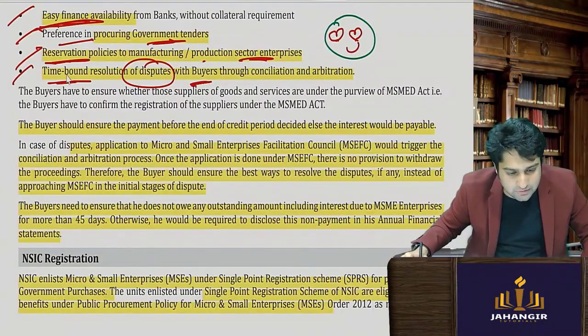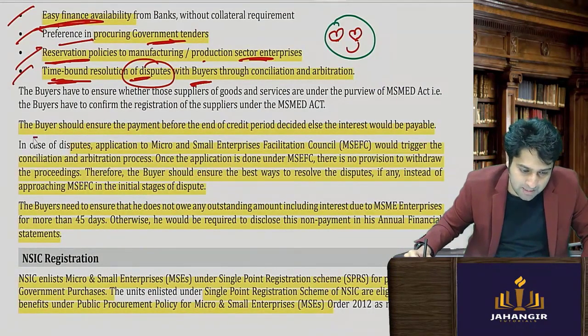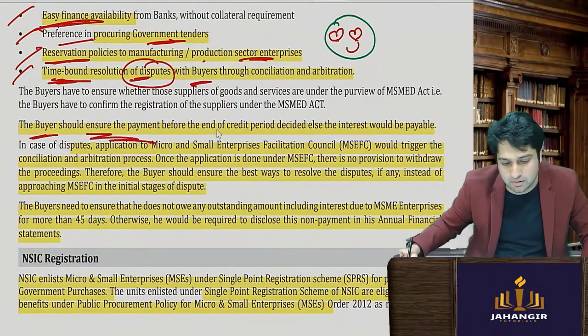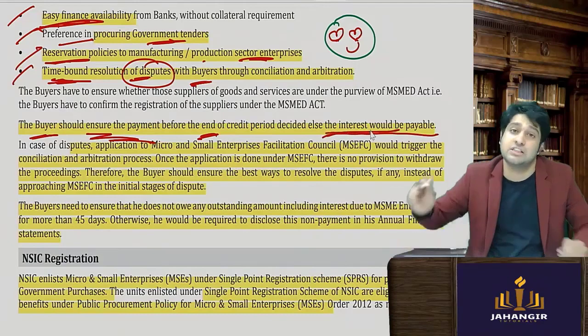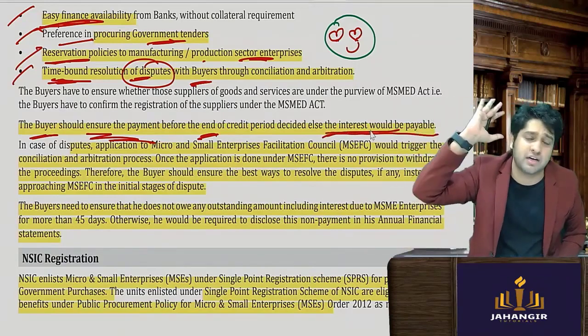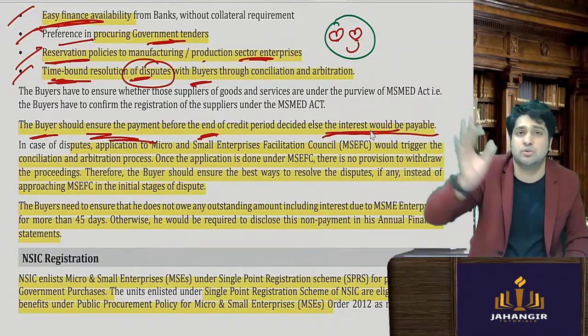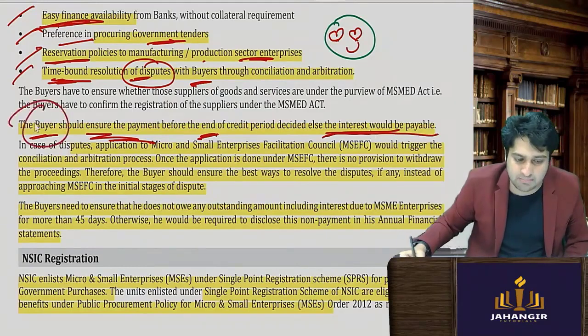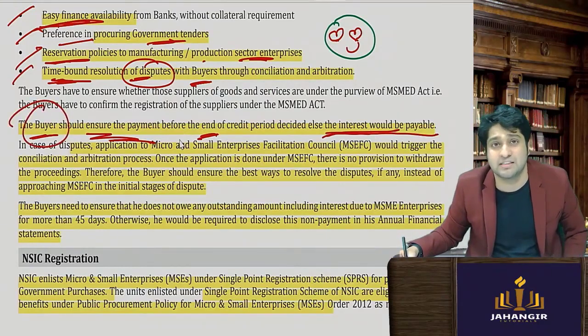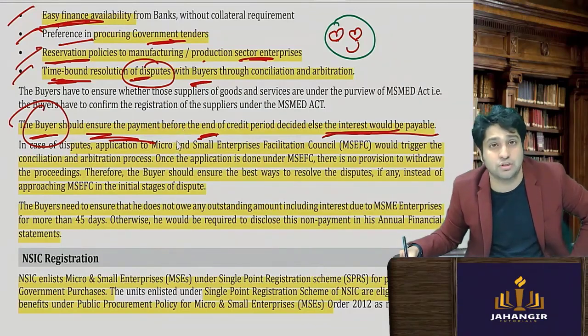The buyer, see, you get a time bound resolution of dispute. The buyer should ensure payment before the end of the credit period, else interest would be payable. And interest starts for them. I think it is compounded interest. Compound interest starts. You cannot default to a MSME. So buyers today are very scared to buy from MSME because of the protection that they enjoy.